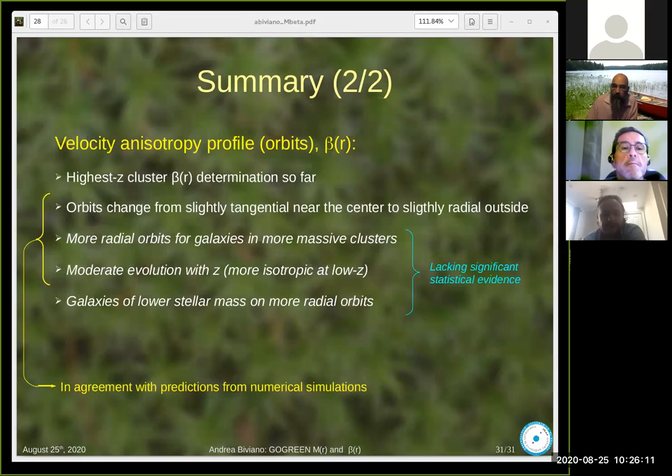There's a question in the chat. Mike Hudson noticed that the WINGS isotropic orbits look more isotropic than the simulations at redshift 0. Didn't catch that myself. The WINGS orbits look more isotropic than simulation. That's right. I don't have an explanation for that.